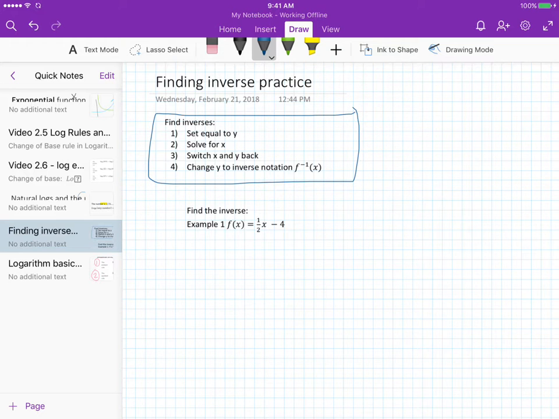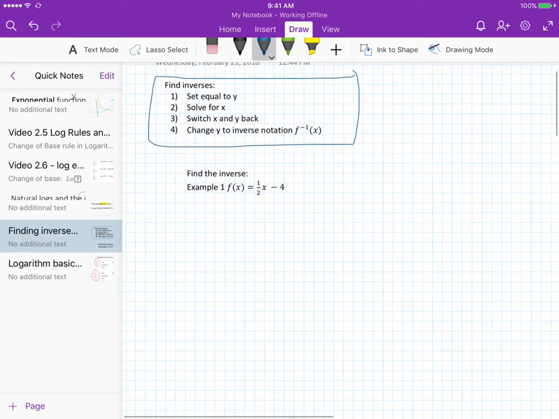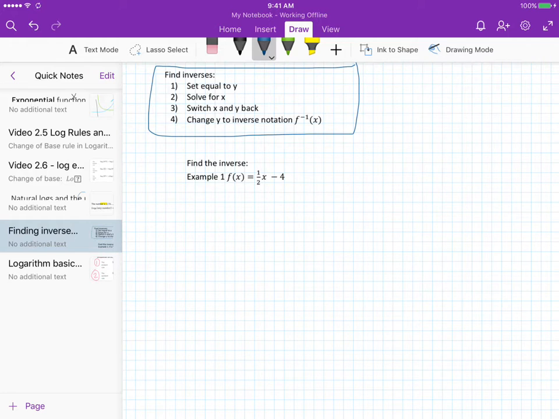So let's use this to start with the first one here. Find the inverse of f of x equals 1/2 x minus 4. So step one is that we need to set this equal to y. The end result should be something like this, f of negative 1 of x. That should be what we have at the end, but right now we're going to change this to a y.